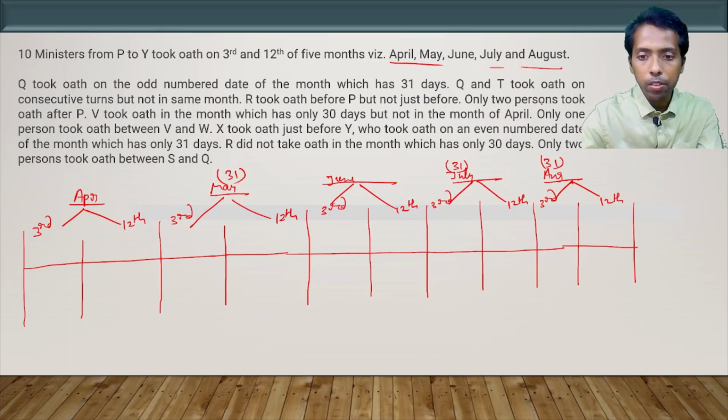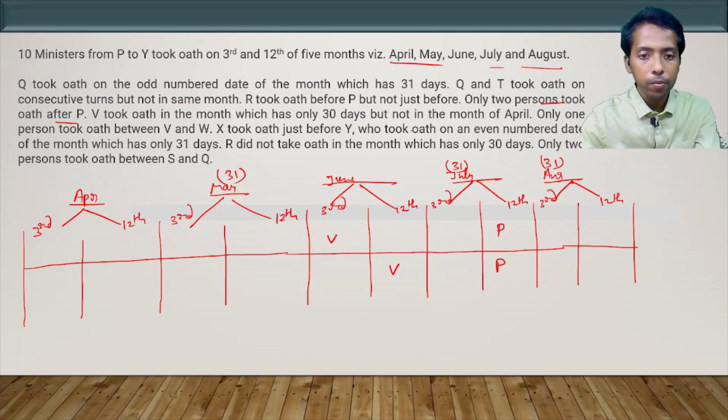Only two persons took oath after P. So P is here, this is confirmed. V took oath in the month which has only 30 days, but not in April. So not in April, so only 30 days, that is June. So here we can be at 3rd, we can be at 12th, second possibility.